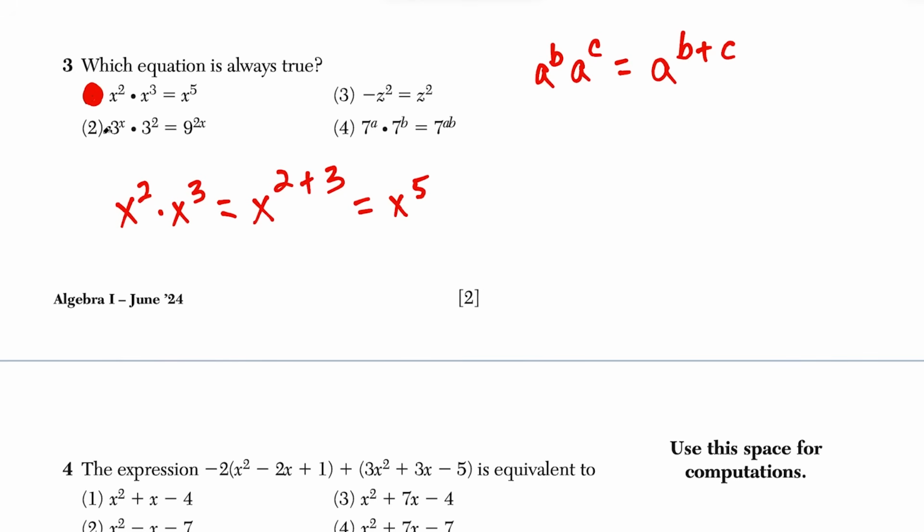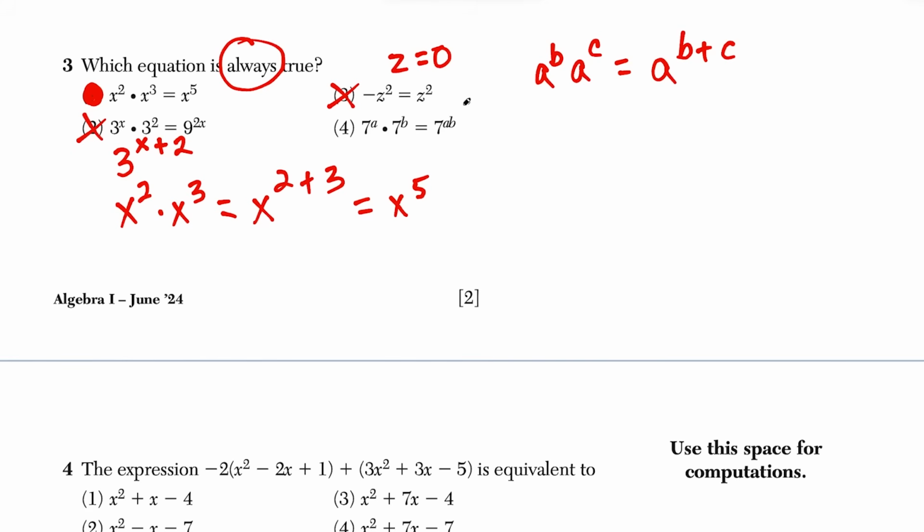But why are the other answer choices no good? Well, choice 2 would work out to 3 to the x plus 2 power. It would not work out to 9 to the 2x. So that's why this one is not true. It's not always true. Maybe we could find a random value of x that would make it work, but it's not always going to be true. And now when I look at 3, if I square something and then put a minus sign in front of it, these are going to be opposites. This would be true only when z is equal to 0, but for any other numbers, this is not true. We want the one that is always true, not sometimes true.